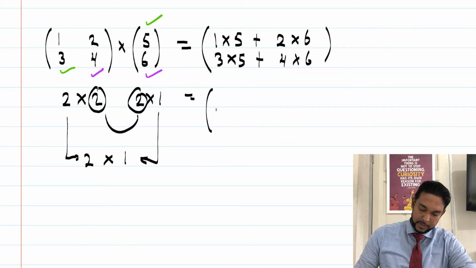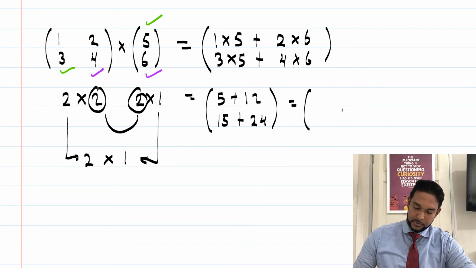So let's simplify now. 1 by 5 will give us 5. 2 by 6 is 12. 3 by 5 is 15. And 4 by 6 will give us 24. So our resulting matrix will be 5 and 12 is 17, 15 and 24 is 39. Is that a 2 by 1? Yeah, you have 2 rows and 1 column.